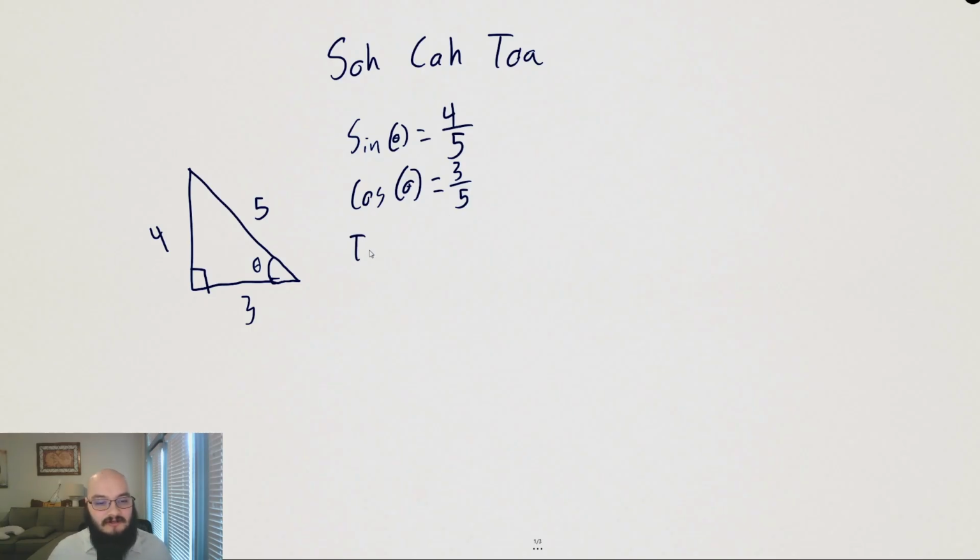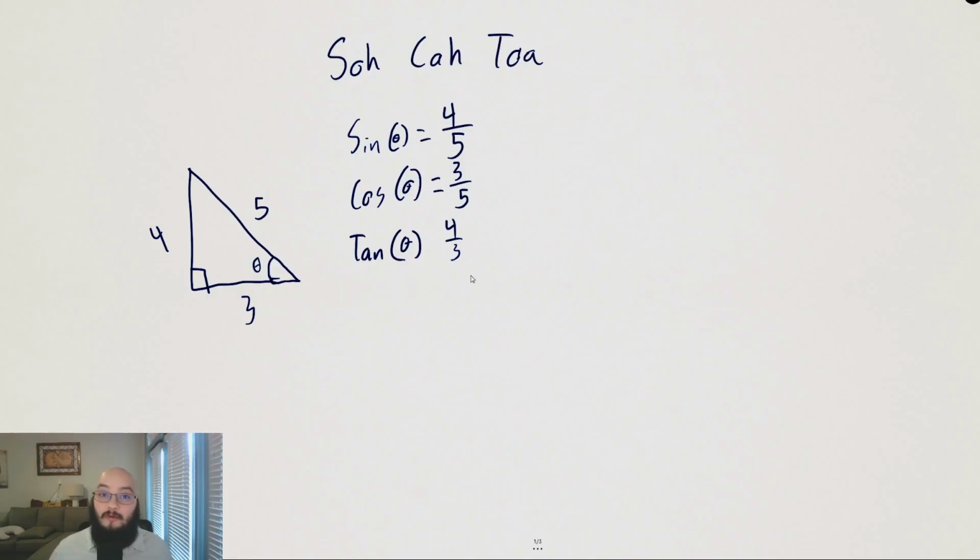And tangent of theta, tangent is opposite over adjacent. So it's the opposite side, 4, over the adjacent side, 3. 4 over 3. And that's it. That is your three basic trig functions, sine, cosine, and tangent. And they are all ratios of the different parts of a right triangle.